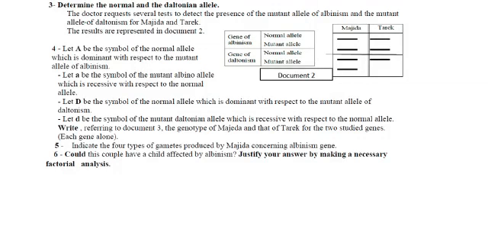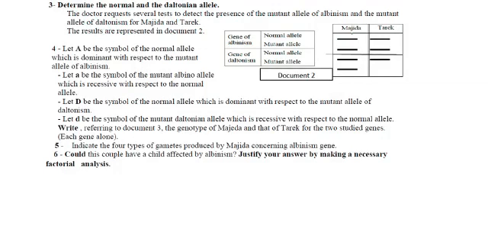We will continue question number 3. The doctor requests several tests to detect the presence of the mutant allele of albinism and the mutant allele of daltonism for Majida and Tariq. The results are represented in document 2.